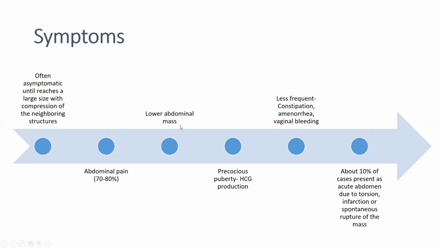Then lower abdominal mass is common. Then due to secretion of tumor markers like HCG, precocious puberty is also common. Less frequently, patients may have constipation or primary or secondary amenorrhea or vaginal bleeding. And approximately 10% of patients will present as acute abdomen due to torsion, infarction, or spontaneous rupture of the mass.